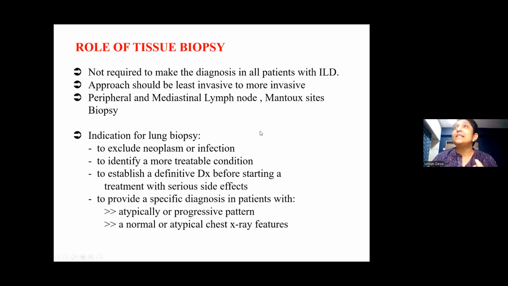So in cases like sarcoidosis, you can have a peripheral lymph node like a cervical lymph node or an axillary lymph node, which may be easily targeted. Often the Mantoux site in sarcoidosis, there is something known as Mantoux anergy, and after some time, 4 to 6 weeks, the Mantoux site develops a nodule. The biopsy of these nodules has also shown granulomas, non-necrotizing granulomas, which suggest sarcoidosis.